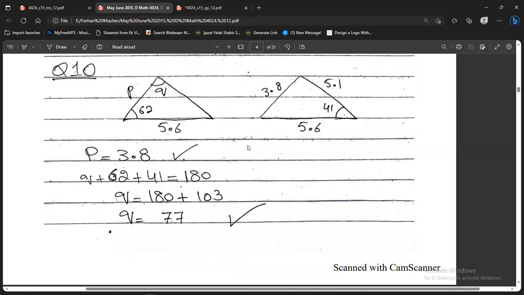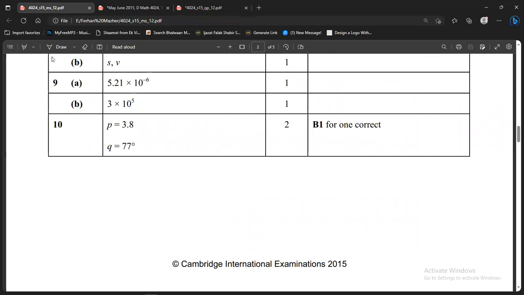So the P will be 3.8 and the Q will be: Q plus 62 plus 41 equals 180. And the Q will be equal to 180 plus 103. And by mistake I have written here this word, it was minus. Okay, this is a mistake. It was minus. Okay. 180 minus 103, so that will be 77. That's it. 3.8 and 77.